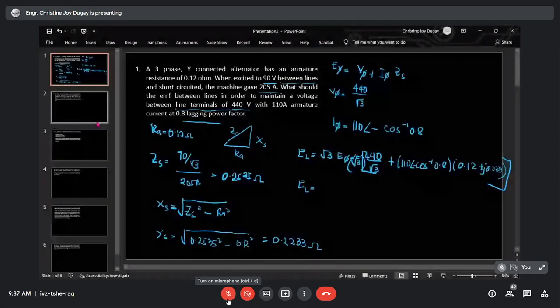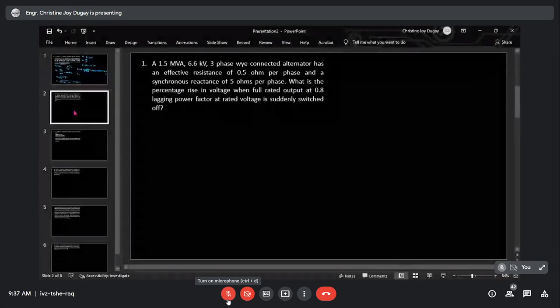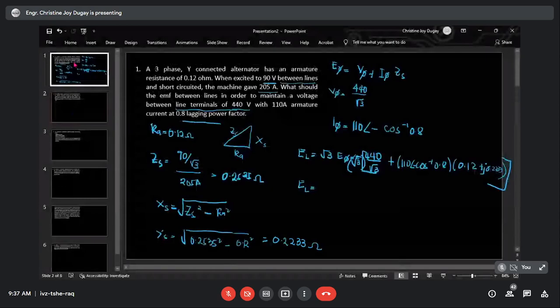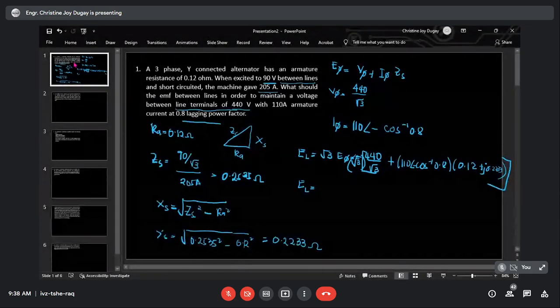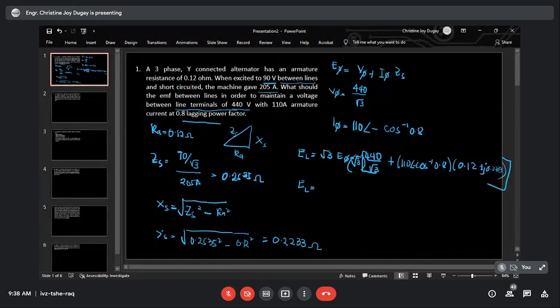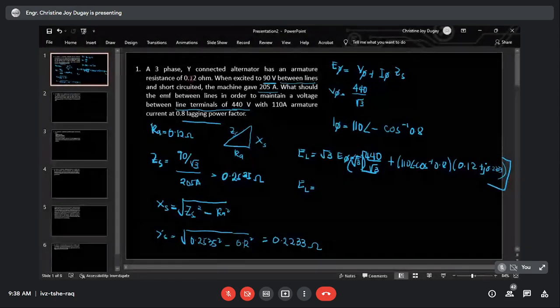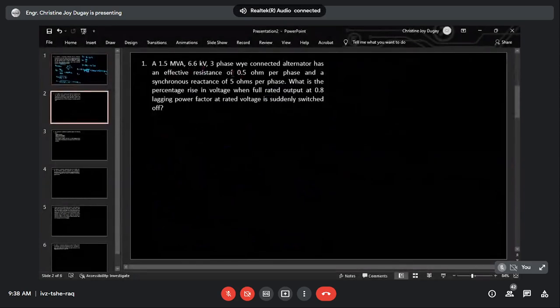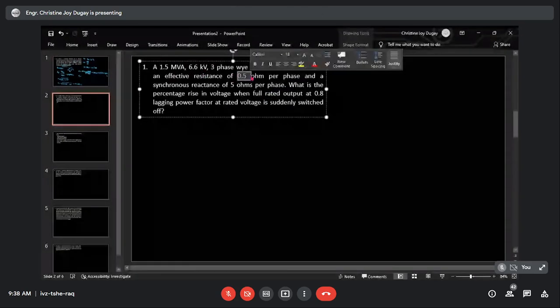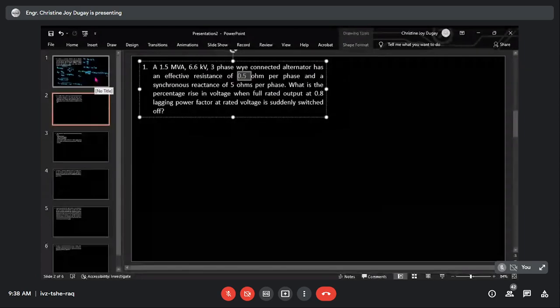Can you say that's megavolt here? 6.6 kilovolts, 3-phase Y-connected alternator has an effective resistance of 0.5. So kagaya dito sa problem kanina na una, hindi naman niya sinabi na ang effective resistance or the armature resistance to be used should be 1.5 times. So, ang ginamit natin dito is 0.12. Unlike here, sabi niya dito, effective resistance. So, ibig sabihin, ito rin lang ang gagamitin natin.